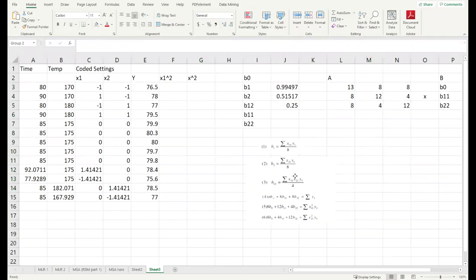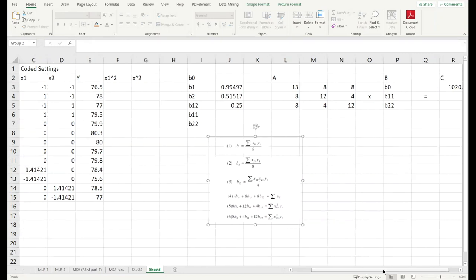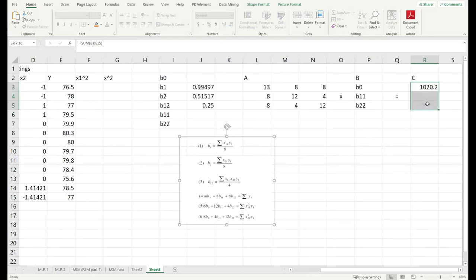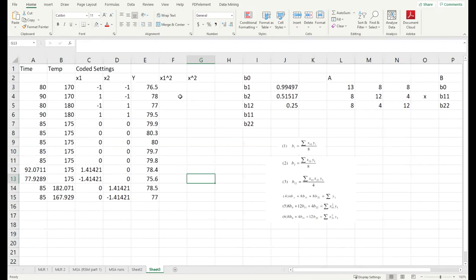Okay, so saan tayo tumigil? We are calculating for yung C matrix natin. So, na-calculate na natin yung Y1, which is just the summation of the Y values, no? Tapos, para ma-compute natin yung sum product nitong X squared and Y, kailangan natin ng isa pang column, no? Which is yung X1 squared na column tsaka X2 squared column. So, this is supposed to be X2 squared.